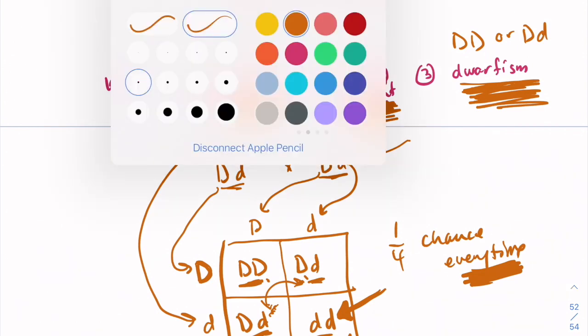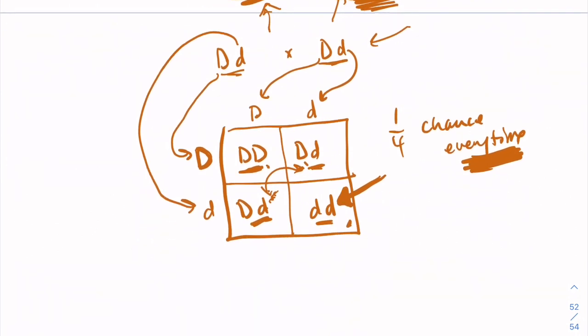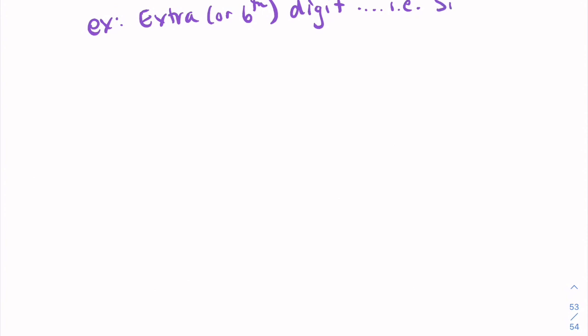Here's another example. Well, let's go with purple. We haven't used purple in a while. Another example is what we call extra or a 6th digit. In other words, 6 fingers on your hand. Okay, yes, we know. That was terrible. We all have 5 fingers on both hands, don't we? Does anybody here know someone who has 6 fingers on their hand?